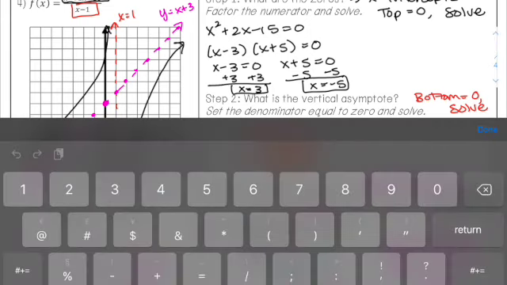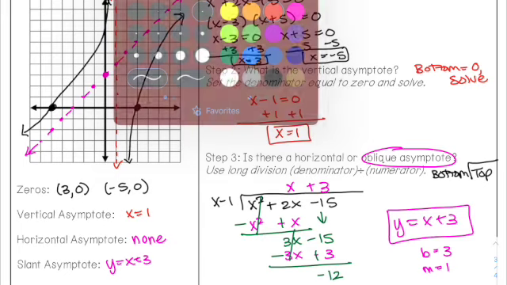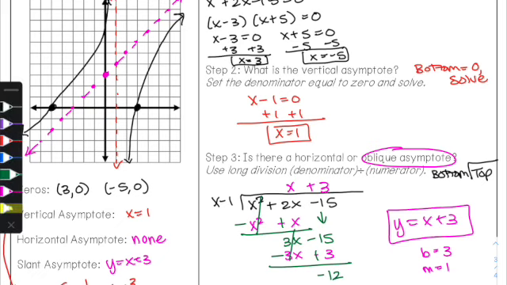To find our domain and range, your domain are your x values from left to right. On this equation, my domain is going to be related to my vertical asymptote. So it can be all values of x such that x cannot equal +1 because we have a vertical asymptote there. Because my horizontal asymptote is none, that means my range is all real numbers.